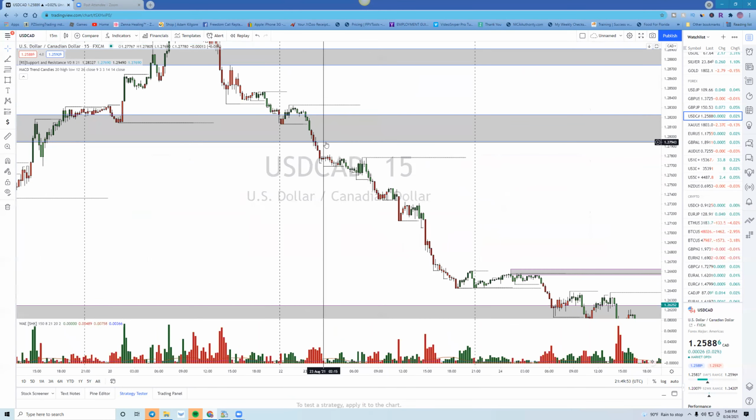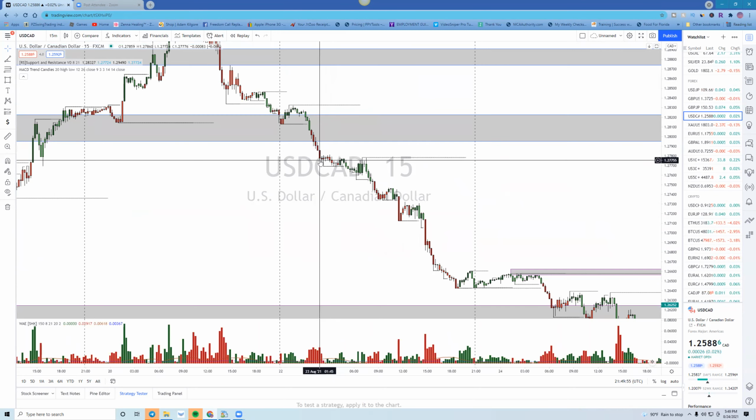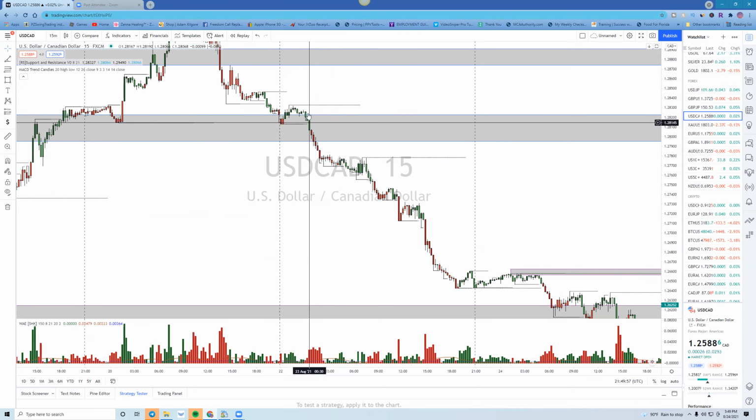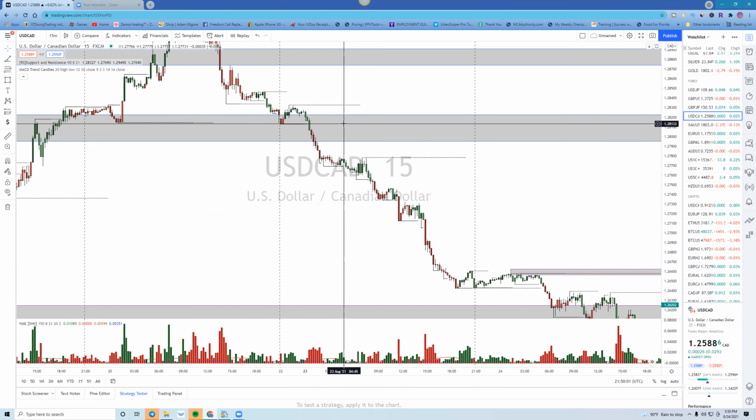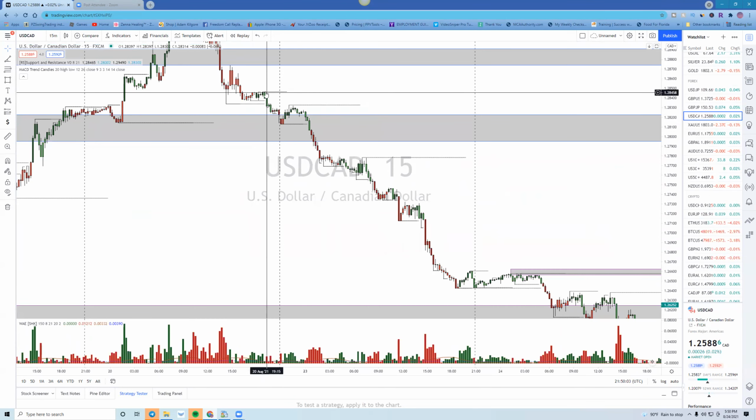I was so mad that this, well, not really mad, I was just frustrated that this did not retest. This broke down and did not retest here. I was going to take this trade. Remember, I told you I was already in it, and I took some.